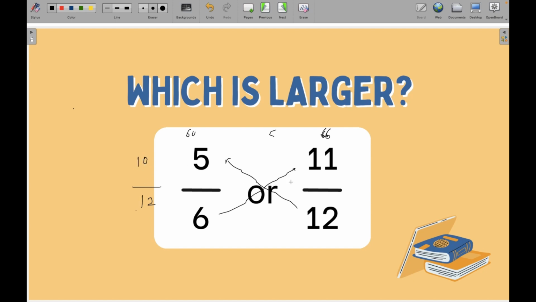So 10 by 12 and 11 by 12, which is greater? 11 by 12 is greater. So we get the same answer, right? But this second method that we are discussing is the textbook method that we use. The first method that we discussed was the shortcut trick that we can apply in the exam.